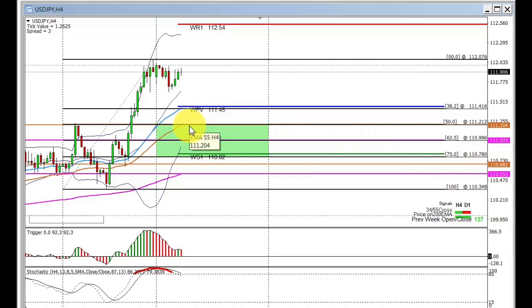Areas of interest 111.20, 111.00, 110.82. If that breaks, also keep your eyes on this area here because that is a daily 55 and a 200 EMA, so lots happening here as well. Currently going sideways, and possible counter trades at 112 and 112.54.